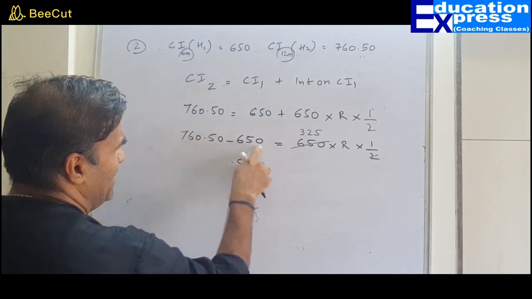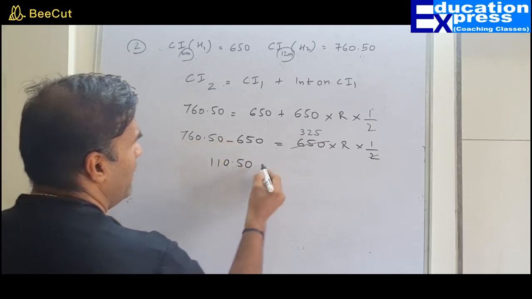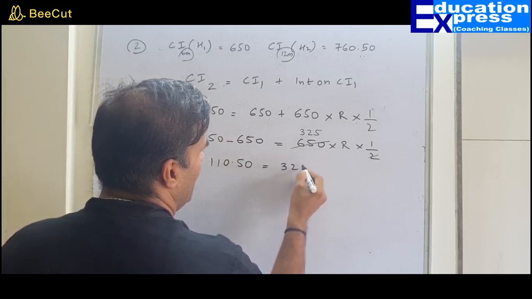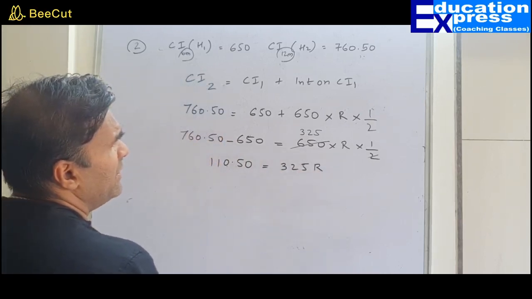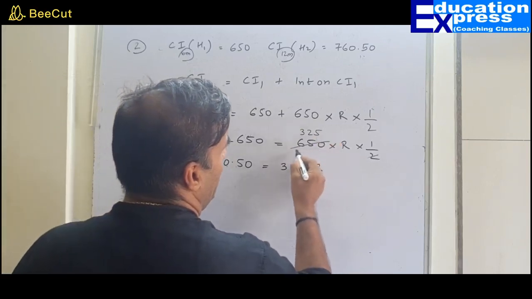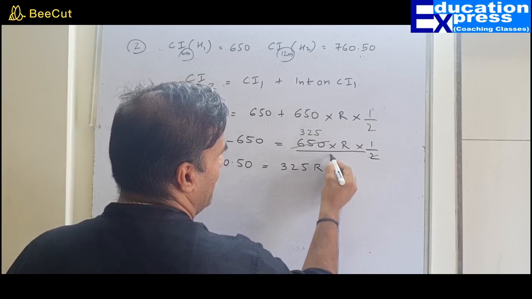760 minus 50, 10. 7 minus 6, 1. Equals to 325 R. My dear friends, there is one more thing, an element of 100. Let's not forget, rate is always per annum.